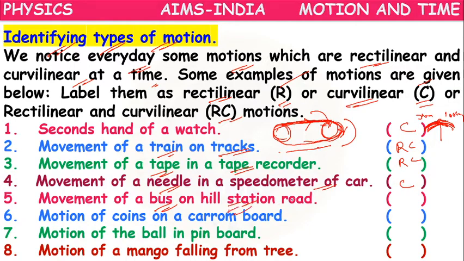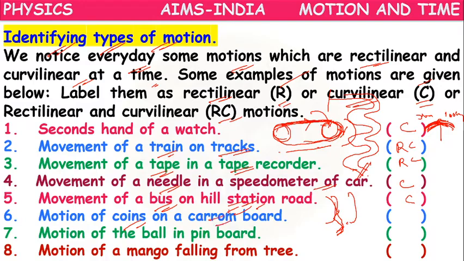Movement of bus on a hill station road. If you go to Tirumala, or if you travel on any Ghat road, hill station, you have to go up into the hill. There, the whole Ghat road will be there. From the bottom of the hill up to the top of the hill, like Tirumala hill station, the total Ghat road will be there. There your motion is considered as curvilinear.